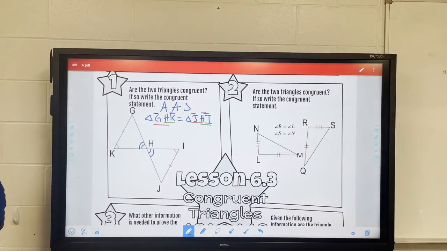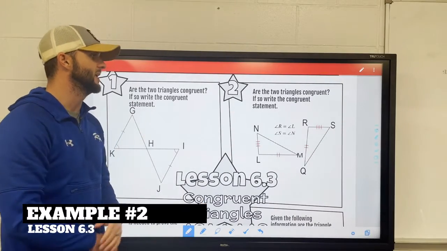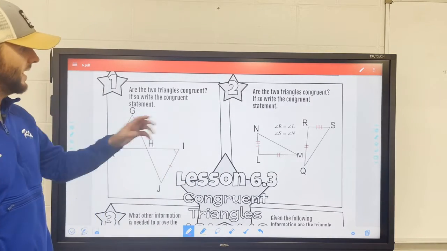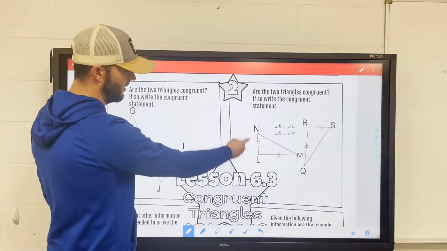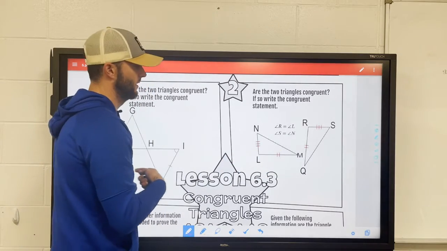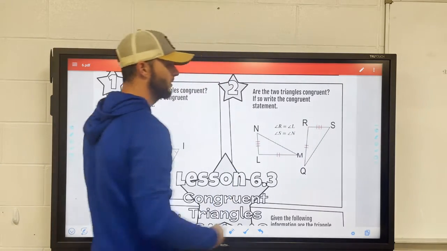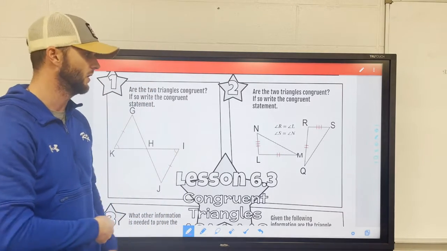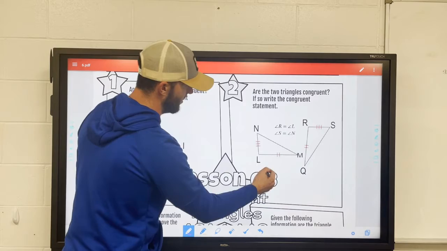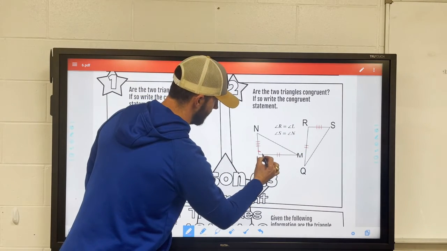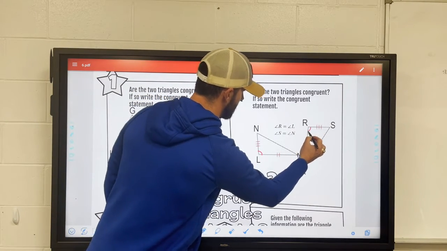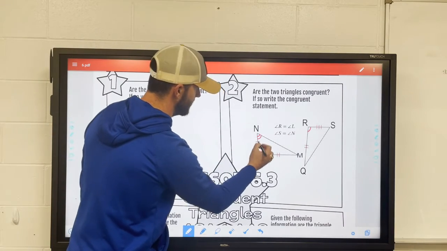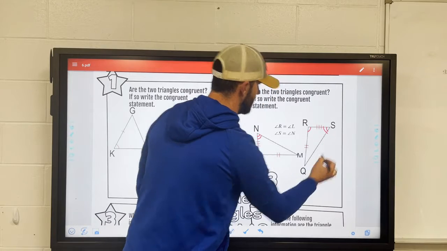Okay, let's move over to example number 2. On example number 2, it says, are the two triangles congruent? If so, we need to write the congruent statement. So right here, looking at this, I have side NL and side LM are congruent to each other, and I have RS and RQ that are congruent to each other. And now if you look in here, it's telling me angles that are congruent to each other. So I know R is going to be equal to L, so I'm going to put one mark here and one mark here. And then it says S and N are congruent to each other. So I'm going to put 2 on N, and 2 on S as well.